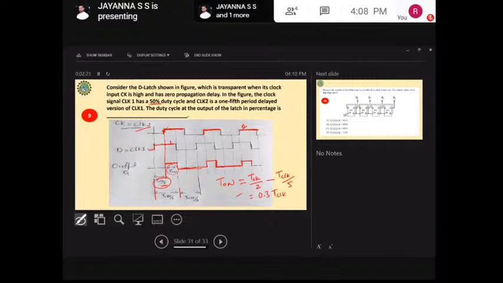This is the t on period. So if you write the duty cycle formula, that is 0.3 t clock divided by the t on plus t off of this total clock. The t clock cancels, giving 0.3. If you multiply by 100, you are going to get 30%. So there is 30% duty, a percentage delay. There is 30% delay in the output. Okay, fine. Next, moving further.